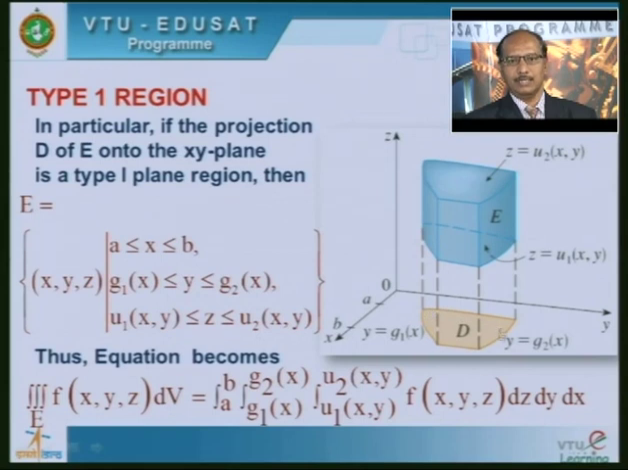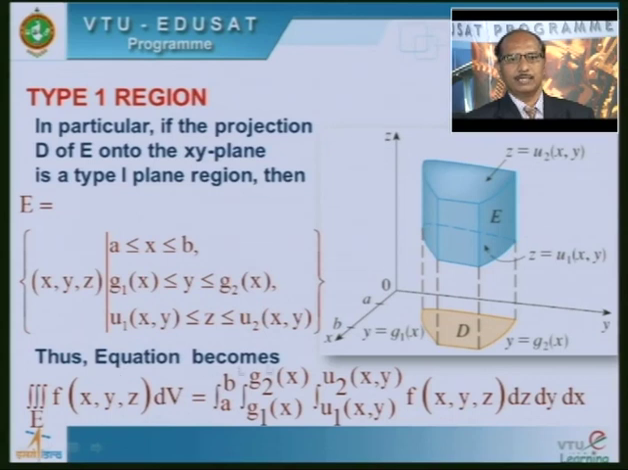Like how we evaluated the double integrals, D is bounded by the two curves y equal to g1(x) and y equal to g2(x), and the x limits are x equal to a to x equal to b. So, we know that the region D is bounded by two sets of limits, y and x. So, the solid region E is bounded by x varying from a to b, y as functions of x, and z as functions of x, y.